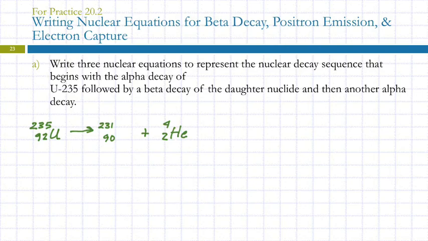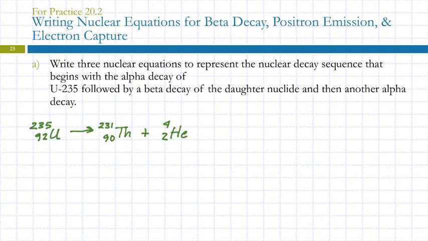There is no shame in using your calculator to do that. Because sometimes, especially when you're taking an exam, 5 minus 1, not a simple thing. Okay, 90. TH. That's thorium, but we don't need to know that it's thorium. We can just write it. So that's the first reaction.